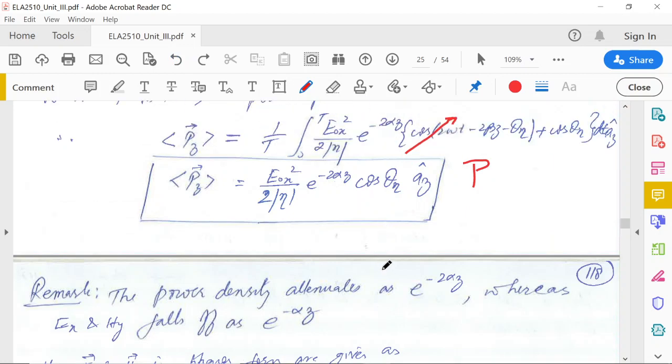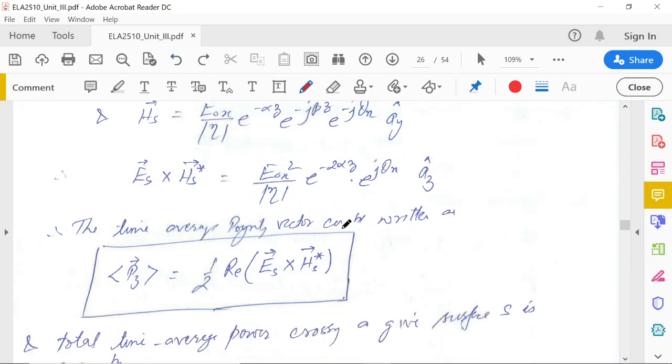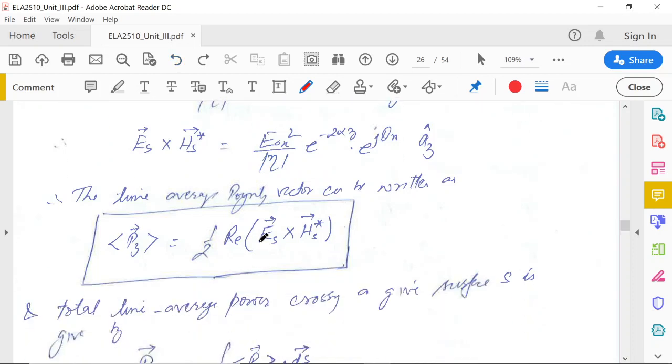Sometimes it is easier to remember this one. What you have to do is take the phasor form of the electric and magnetic field and compute E_s cross H_s conjugate, this cross product. This is a conjugate. You have to remember this because it's a phasor form, and phasor form is a complex quantity. If you take the instantaneous form in the real world, they are all real. So conjugate will be applied.